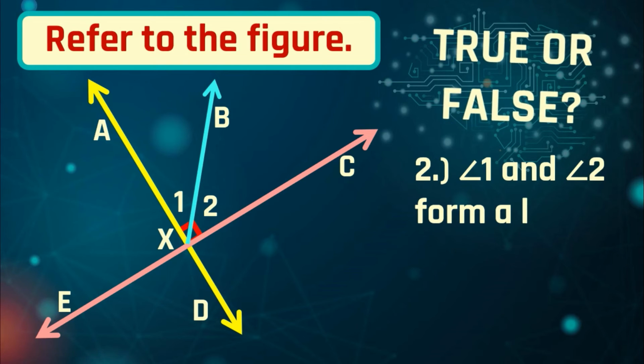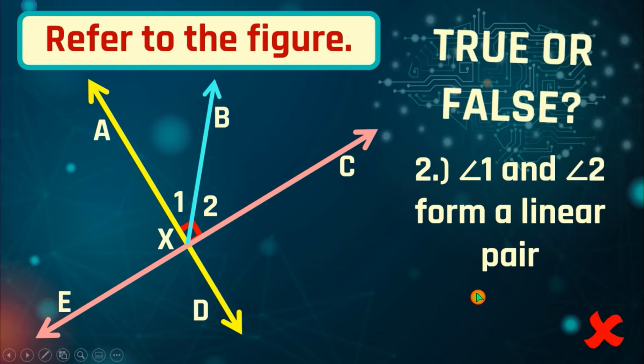Okay? Next. True or false? Number 2, angle 1 and angle 2 form a linear pair. Si angle 1, eto si angle 1 natin, right? Eto naman si angle 2 natin. They form a linear pair daw. Question, yes or no? True or false? The answer is false. Why? Wala ka naman, nung pinagsama natin si 1 and si 2, hindi naman nakabuo ng line, di ba?